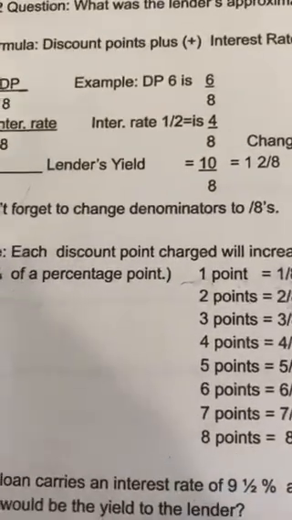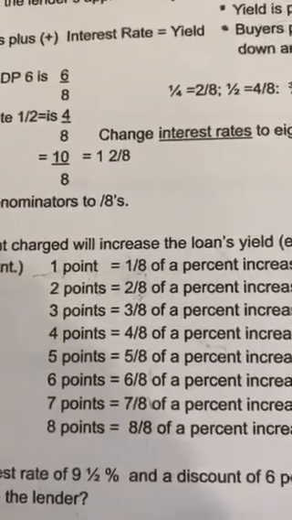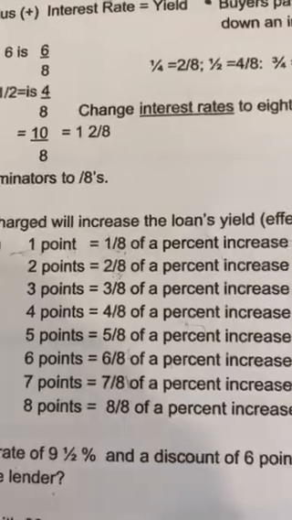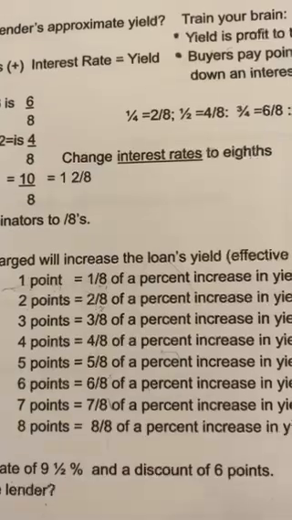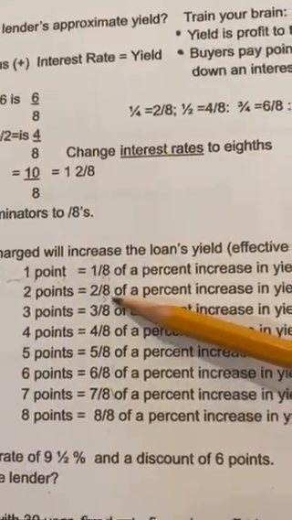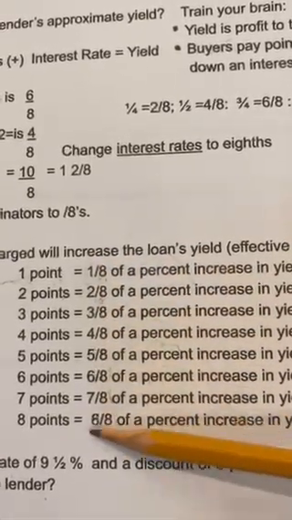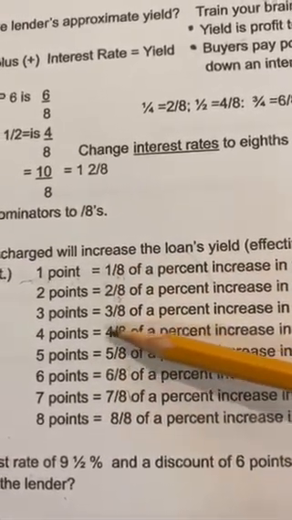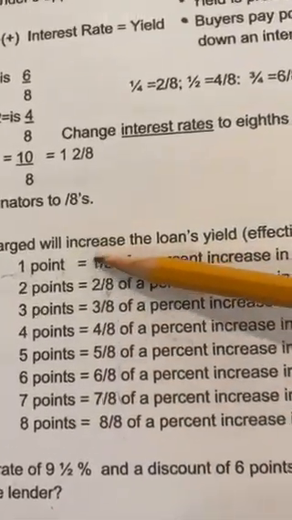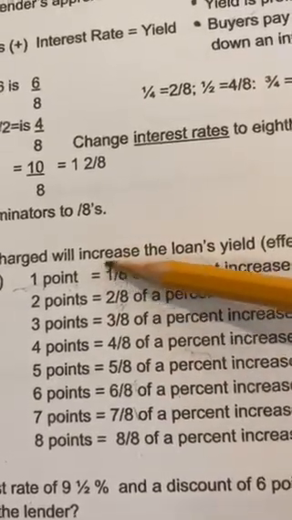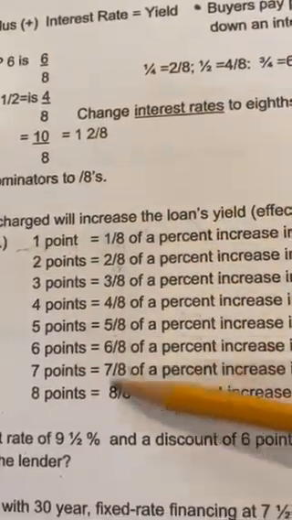Now, this is a chart that you need to understand about yield and discount points. 1 discount point equals 1/8% increase in yield. So what would 2 be? 2 would be 2/8. And the top number is always the discount points. And 3 would be 3/8, and on until you get to the whole of 8/8. And always the top number is your discount points, and the bottom number represents the yield.